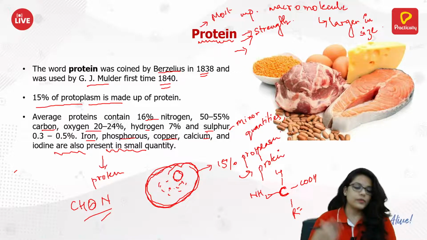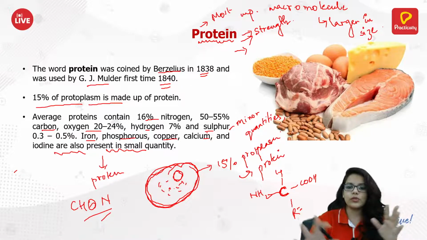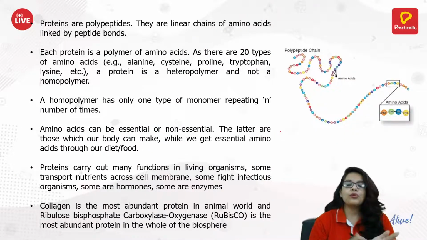Okay, so this is how a protein looks, what it is made up of, and all. Now, proteins are basically polypeptides. Okay, now what are peptides? How do we know what peptides are? Why are we talking about peptides? What is a peptide bond?